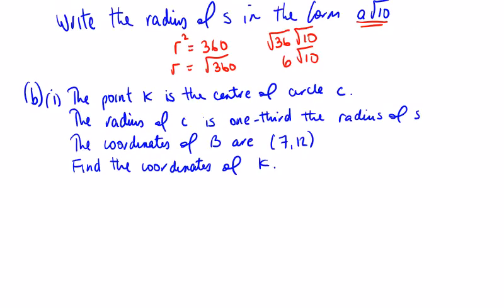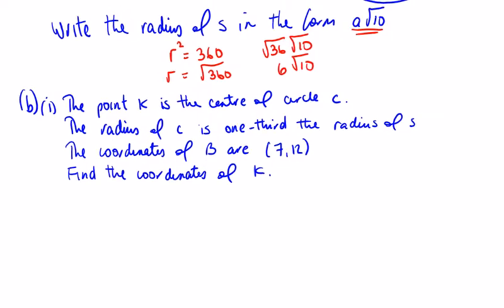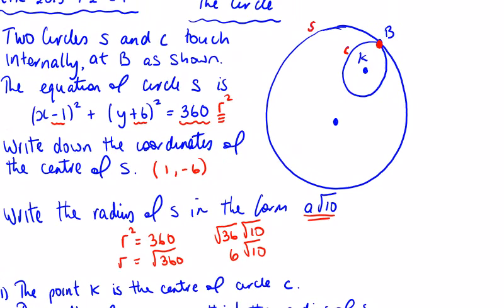Part B of this question: the point K is the center of the circle C. The radius of C is 1/3 the radius of S. The coordinates of B are (7, 12). Find the coordinates of K. Okay, B is (7, 12). We found this one to be (1, −6). So translation will work here.